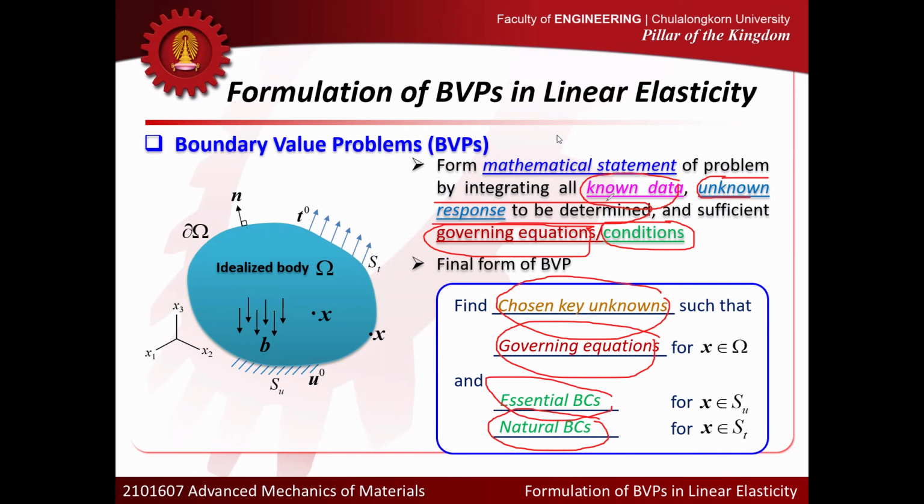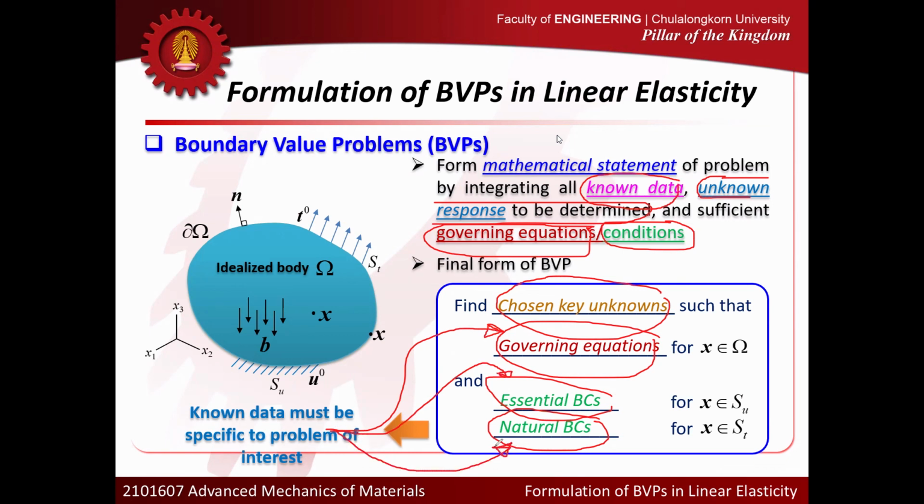Okay. How does the known data come into play here? The known data for the specific problem of interest will come into play in several parts here. It comes into play in the governing equation. It will come into this part for the prescribed displacement, and into that part for the prescribed traction. And the body force comes into the equilibrium equation, right? And the material property comes into this part because you have the stress-strain relationship. Those kinds of information have to be specific to the problem of interest. And also the geometry of the body comes into play here, right? Okay, so if you try to formulate the boundary value problem for any specific problem, you have to specify the known data that is specific to the problem that you are interested in, okay?